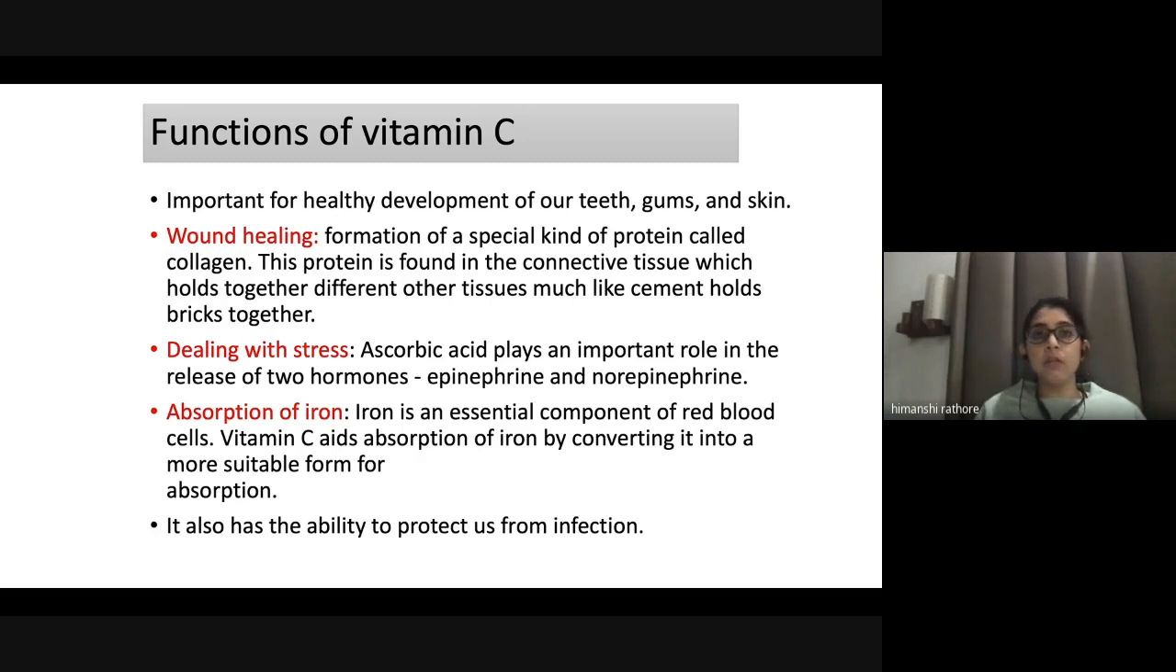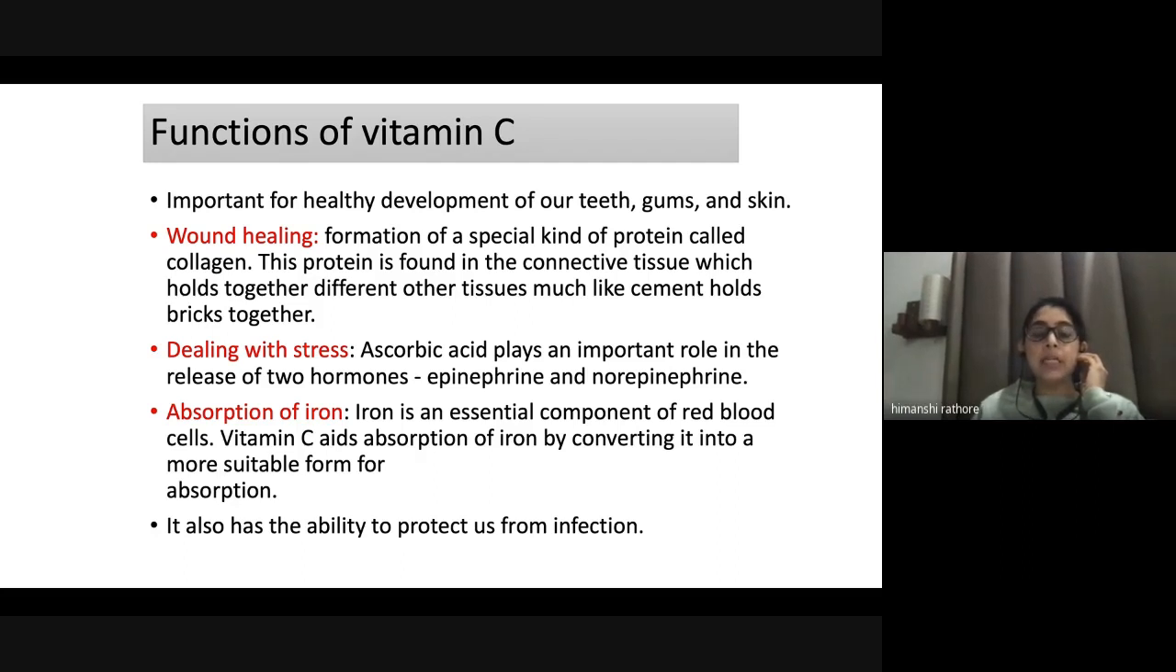There is a deficiency called scurvy. We will be discussing it in the next slide. That happens when your body becomes vitamin C deficient. Then for wound healing, along with vitamin K, if you remember, vitamin K is important for wound healing because it forms the clot when you get a wound. Along with that, vitamin C is also important.